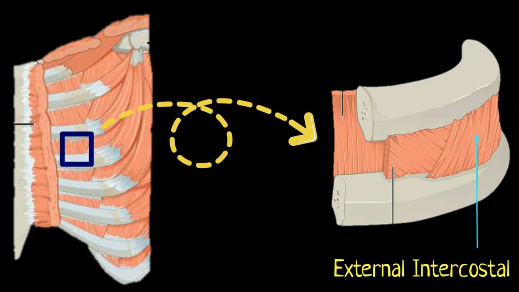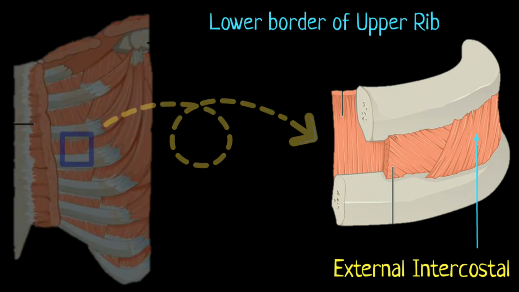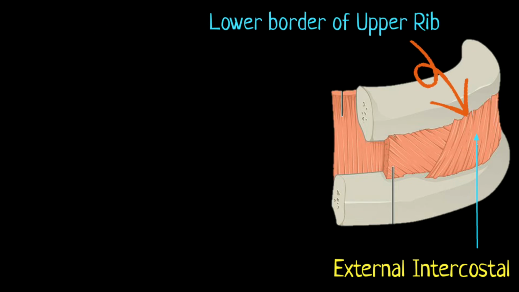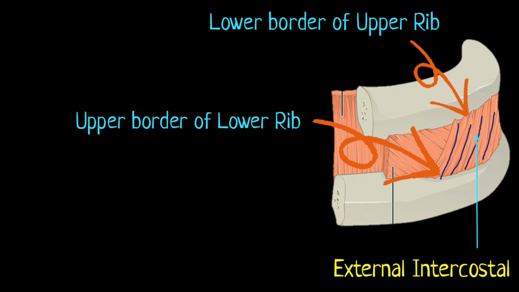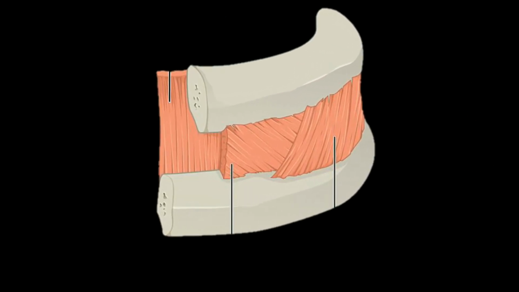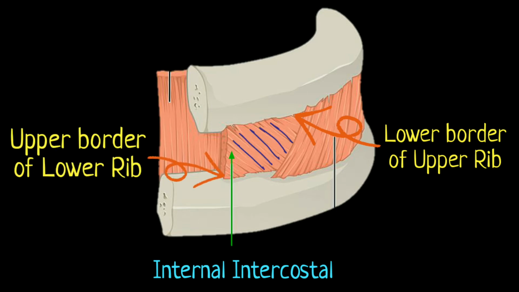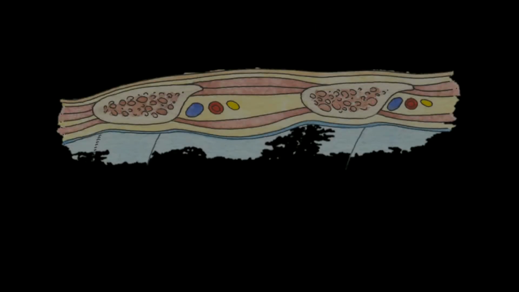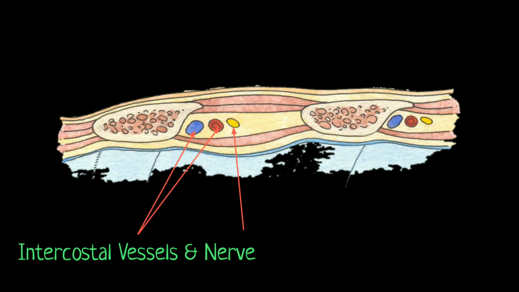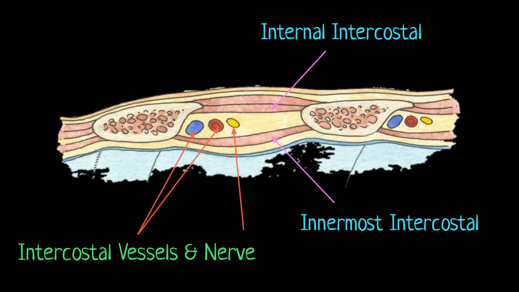External intercostal muscles arise from the lower border of the upper rib, run downward and medially, and are inserted in the upper border of the lower rib. Internal intercostal muscles arise from the lower border of the upper rib but run downward and laterally and are inserted in the upper border of the lower rib. The intercostal nerves and vessels run between the internal and the innermost intercostal muscles.